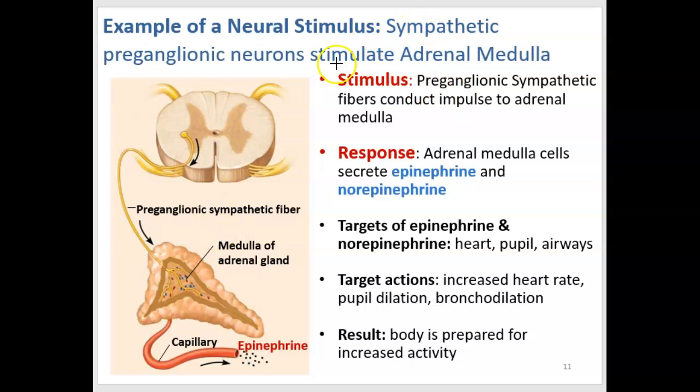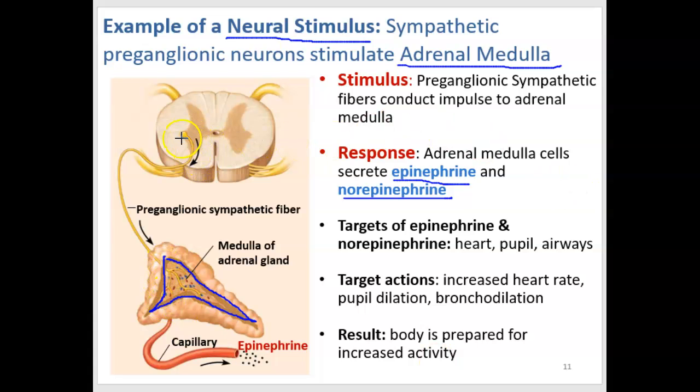Here's an example of a neural stimulus that causes hormone release by the adrenal medulla. The hormone that the adrenal medulla releases is epinephrine and norepinephrine, or adrenaline if you like. And on the left is a picture of the adrenal gland, with the medulla being the very center part. So this is a neural stimulus, and it's the sympathetic nervous system that innervates this gland.